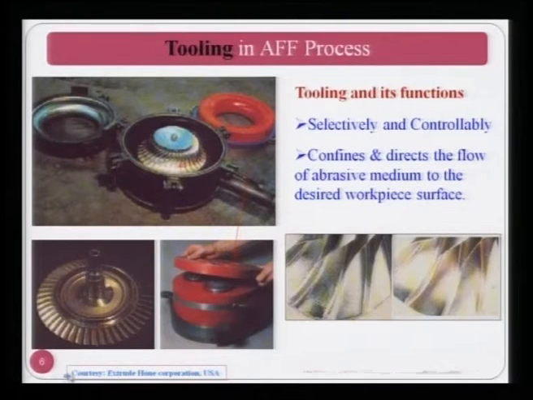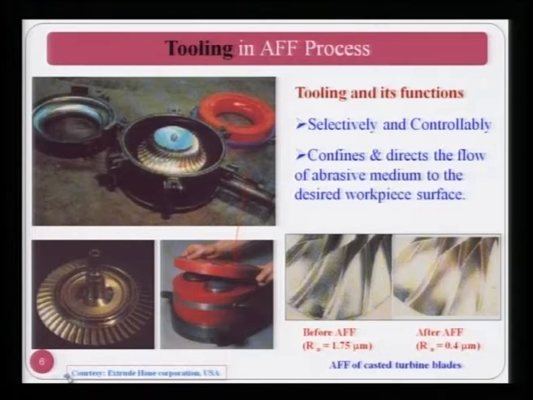Now you can see here on the left side the component, various blades are shown over there, and their Ra value is 1.75 micrometer before abrasive flow finishing process, and after the abrasive flow finishing process its Ra value has come down to 0.4 micrometer, that is 400 nanometer. You can clearly see the difference qualitatively in the unfinished and the finished blade of casted turbine blades.